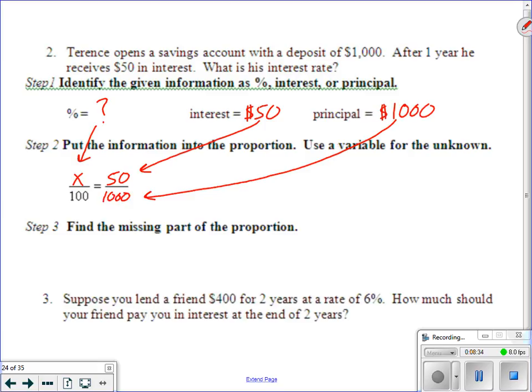So we're going to go ahead and set this up and solve it. If I take 100 times 50 and cross multiply here, I'm going to get 5,000. And x times 1,000 is 1,000x. So when we divide by 1,000, 5,000 divided by 1,000 is 5. So that means the interest rate here is 5%.